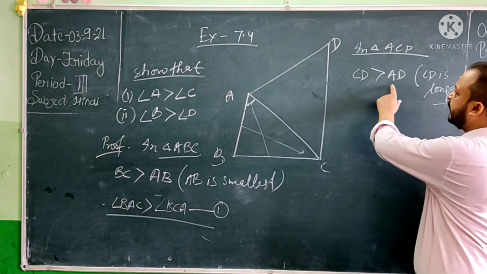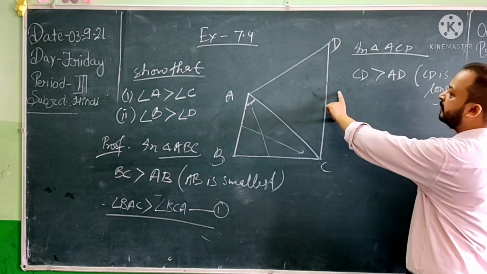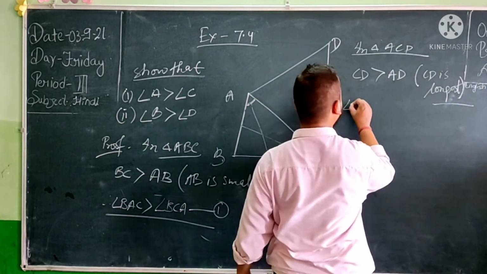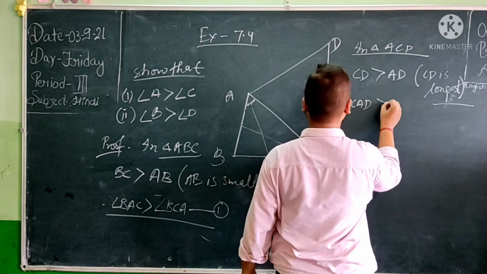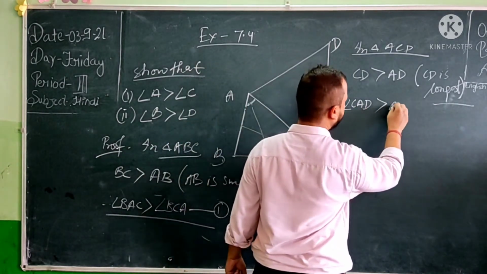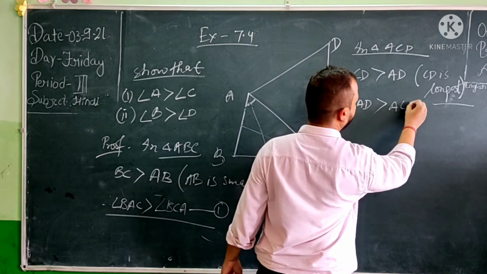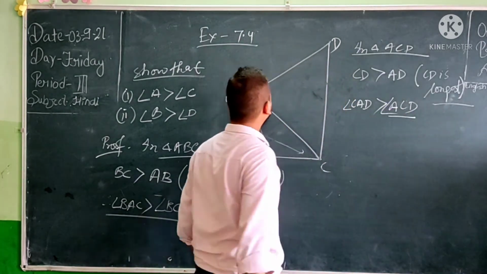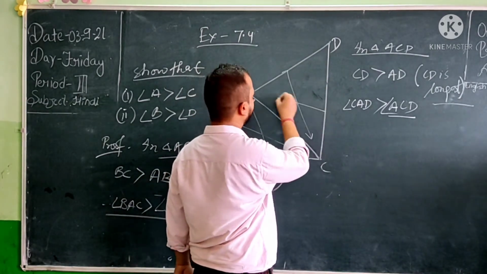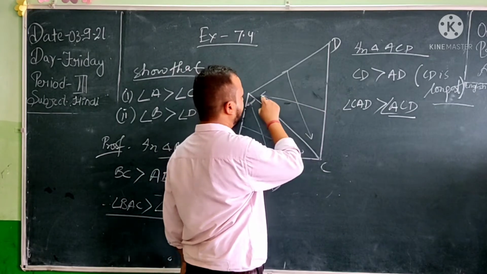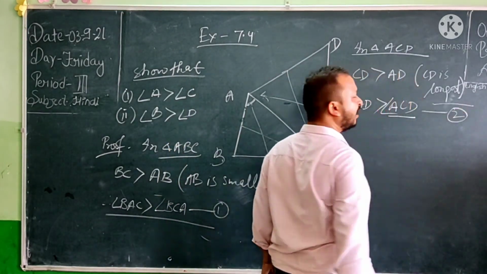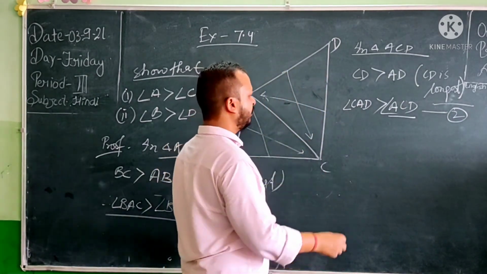So if CD is greater than AD, so what is the opposite angle of CD? That is this CAD. So angle CAD is greater than angle ACD. Opposite of this side is this angle, and opposite of this side is this angle, right? So this is equation number 2. Now we are going to add equation 1 and 2.